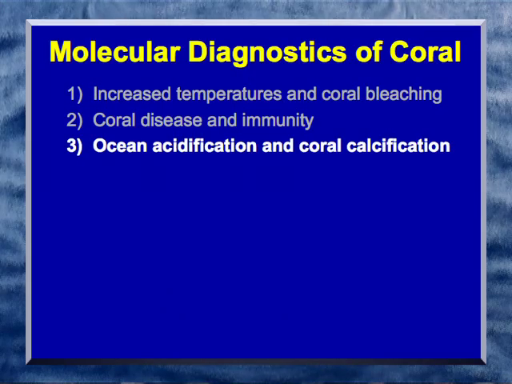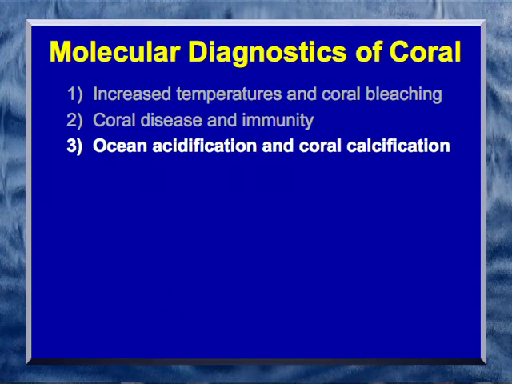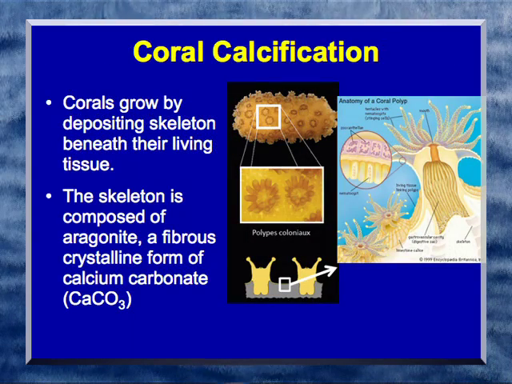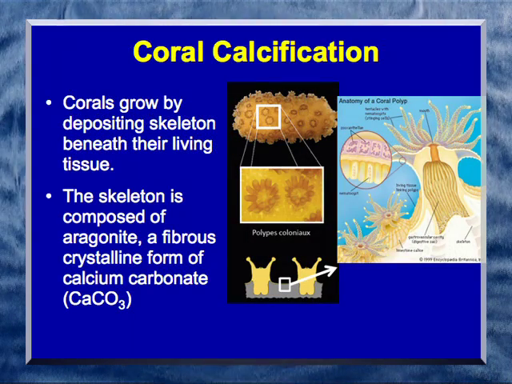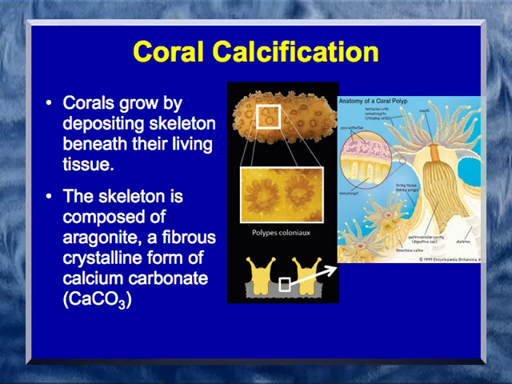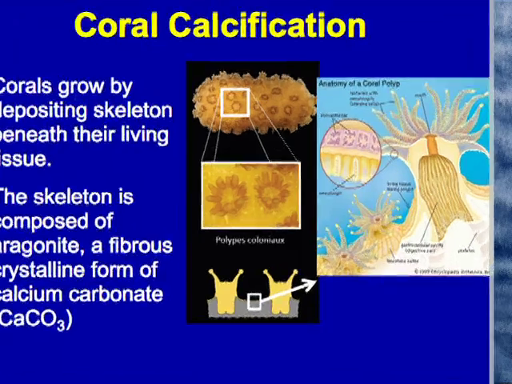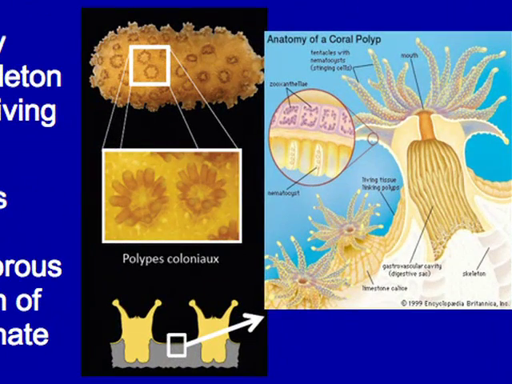So finally, the last topic to cover is ocean acidification and coral calcification. So what exactly is coral calcification? Corals grow by depositing skeleton beneath their living tissues. So this is a coral polyp, or a fragment of a coral. You can see the little different polyps there.